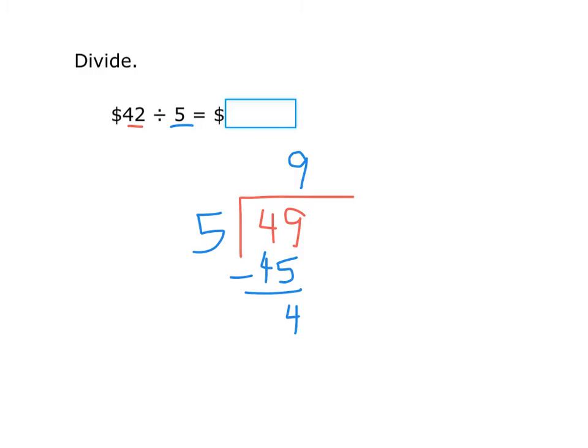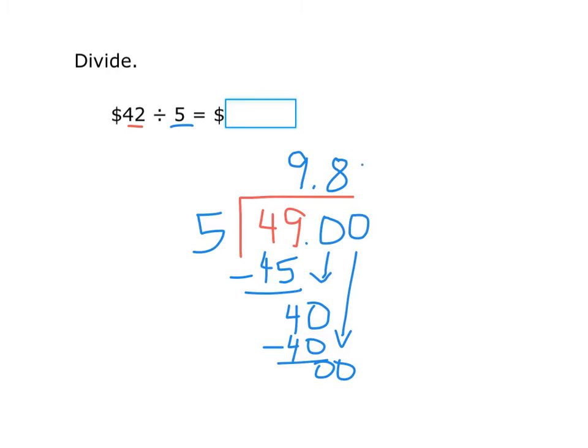Now we're doing money, so we need to go to 2 decimal places. So I'm going to put a decimal here and go straight up, and put my decimal, and I'm going to go ahead and put 2 zeros. So bring down my 0. 5 goes into 40 how many times? 8 times, which is 40. And then you bring down your last 0. 5 goes into 0 0 times, but I needed to get to 2 decimal places. So my answer here would be $9.80. All right, let's do another one.